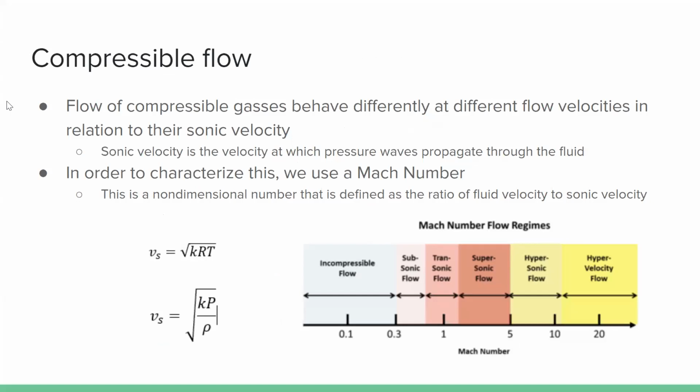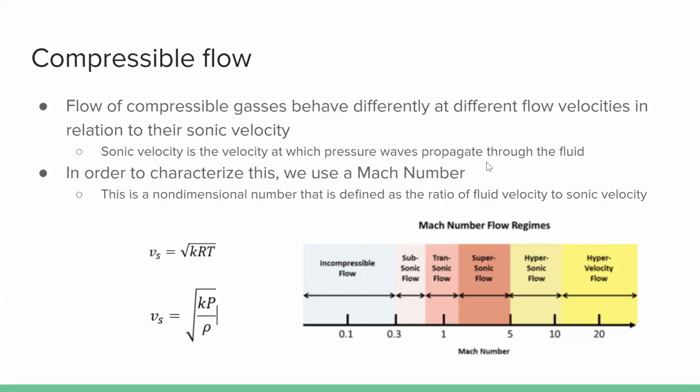For compressible flow, as I said at the beginning, for gases that are technically compressible, if they're flowing at a low enough speed, you can pretty much just consider it incompressible. But these gases will behave differently depending on the speed. So that's why we use something called the Mach number.